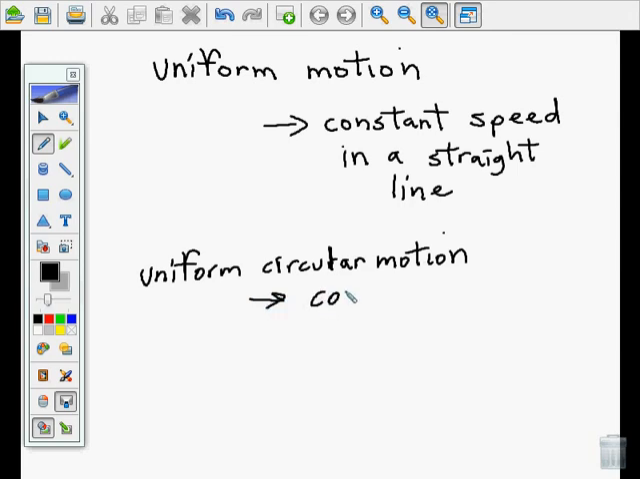Once again, that's when an object has a constant speed, but the object this time is going to be going in a perfect circular path, traveling in a perfect circle, not speeding up or slowing down.